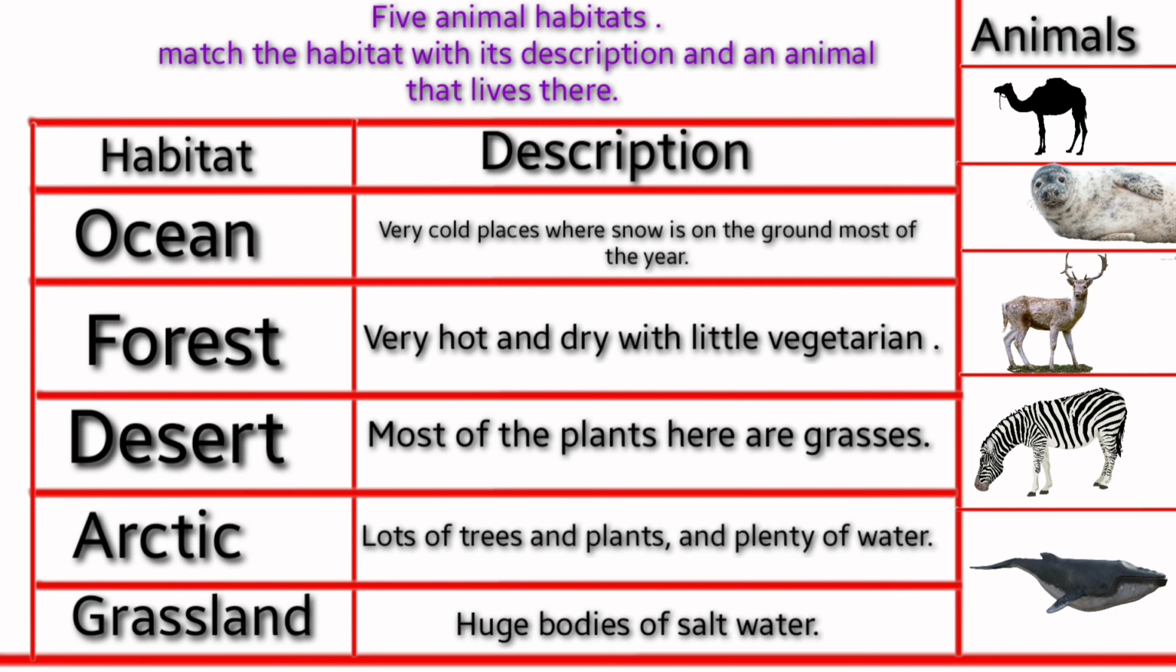Description number 1. Very cold place where snow is on the ground most of the year. Description number 2. Very hot and dry with little vegetation. Description number 3. Most of the plants here are grasses. Description number 4. Lots of trees and plants and plenty of water. Description number 5. Huge bodies of salt water.